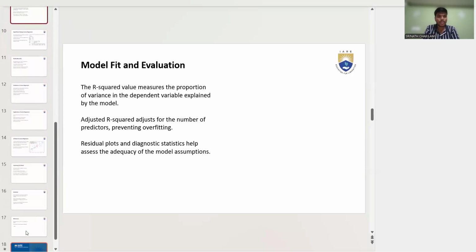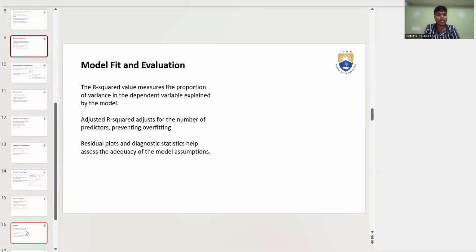Model fit and evaluation. The R squared value measures the proportion of variance in the dependent variable explained by the model. Adjusted R squared adjusts for the number of predictors, preventing overfitting. Residual plots and diagnostic statistics help assess the adequacy of the model assumptions.